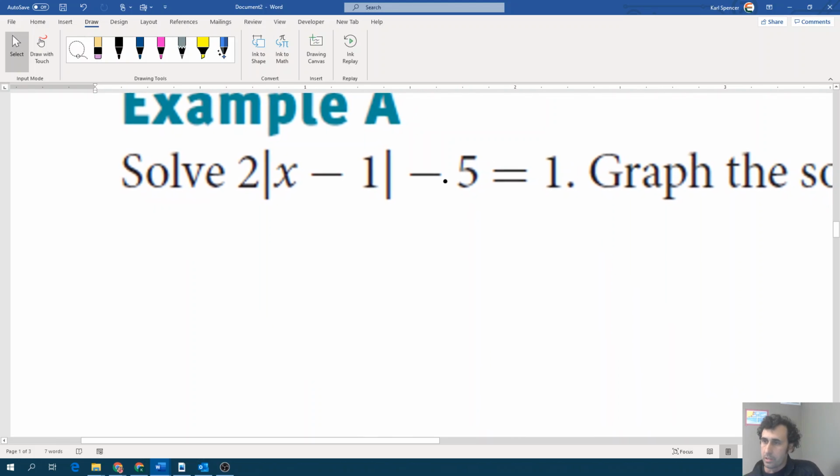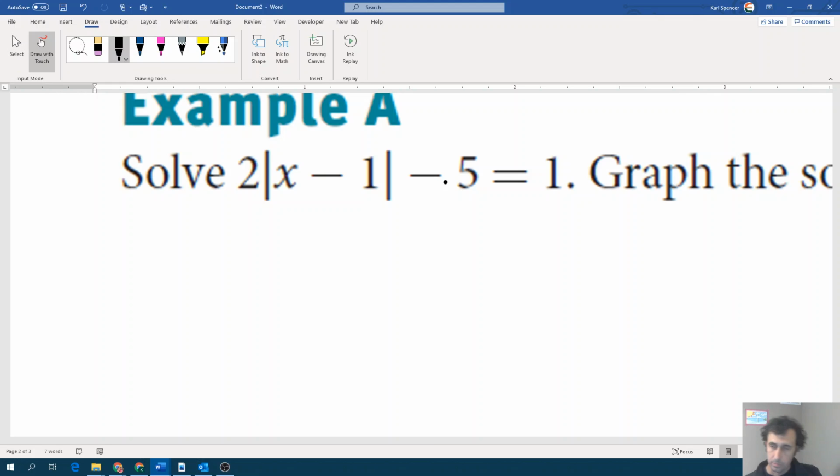We have the equation. Now it's a little bit more complex. 2 times the absolute value of x minus 1, minus 5 equals 1. Now, yes, it looks more complex, but we're going to think about this absolute value kind of like we did a variable. We're going to get that absolute value term by itself first, before we start manipulating the equation.